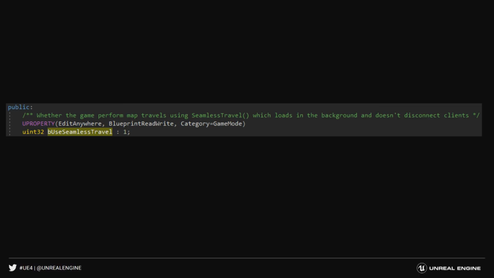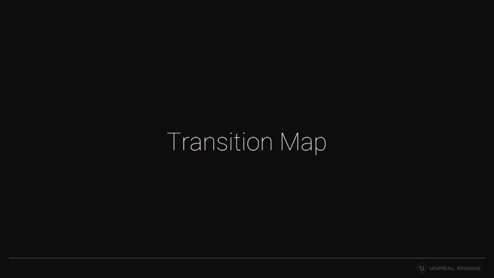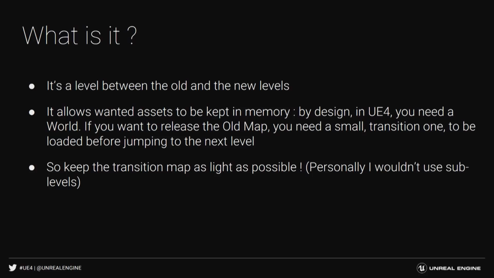To activate it, nothing can be more simple. You've got an integer called bUseSeamlessTravel. Just put this big boy to 1, and you're good to go. You will also need a transition map. So first, what is a transition map? It's, as I said, a level between the old and the new levels.